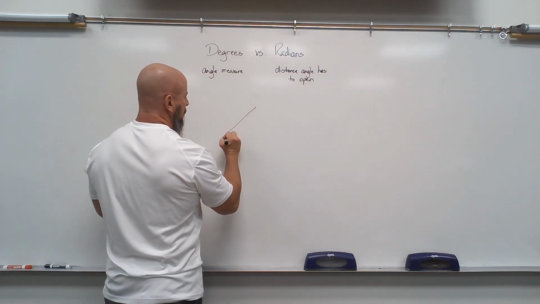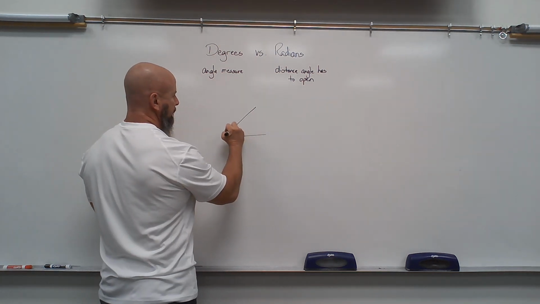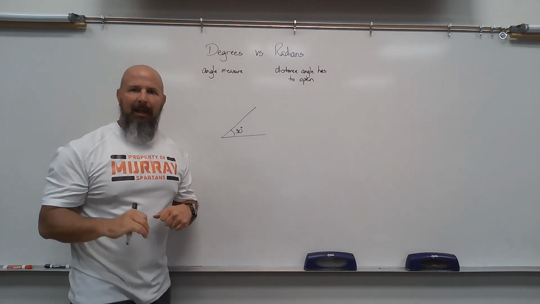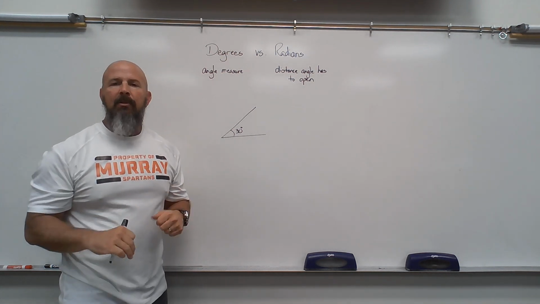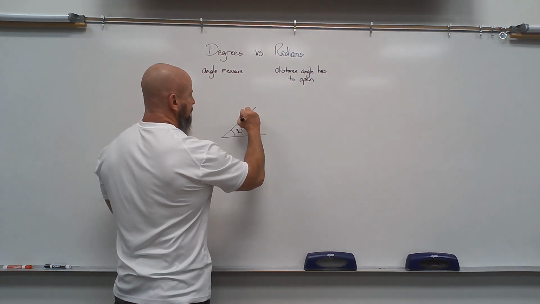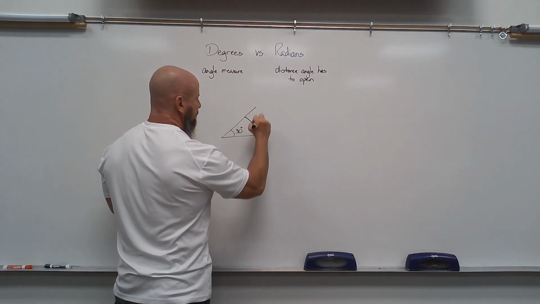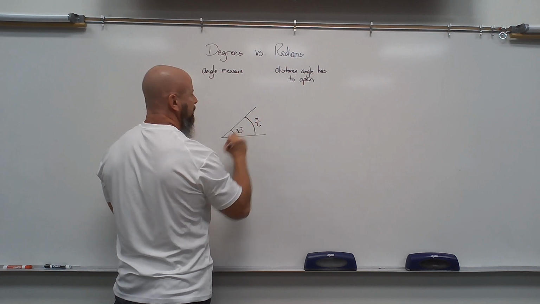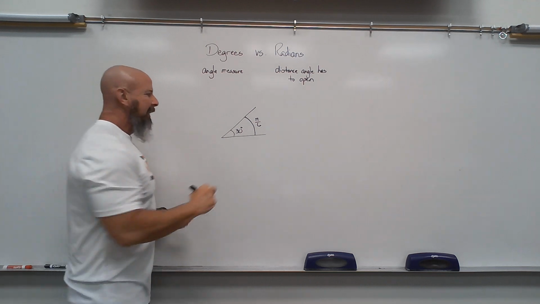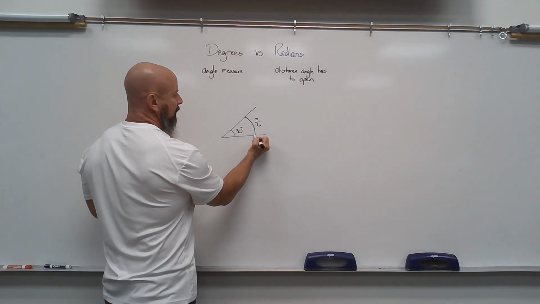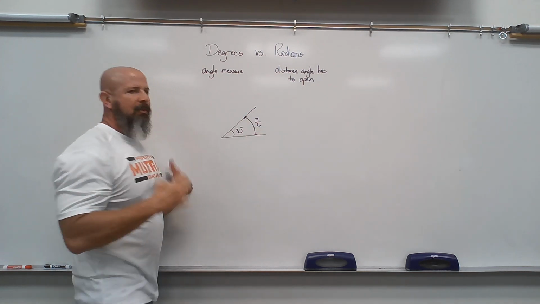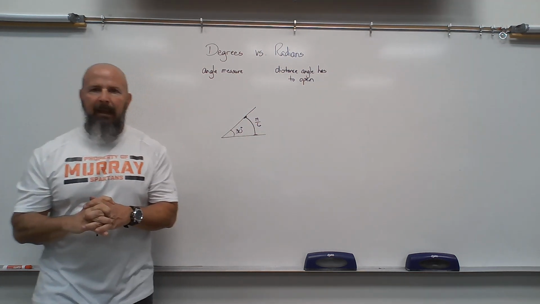So if I had an angle something like this, and we said it was 30 degrees, that would be the size of that angle. If I were to grab a protractor and measure it, I would measure it at 30 degrees. In radians, we would say that this is pi over 6 radians. Pi over 6 would be that distance. So we're saying it's pi over 6 units from start to finish measuring that angle. So again, two different ways of measuring the angles.